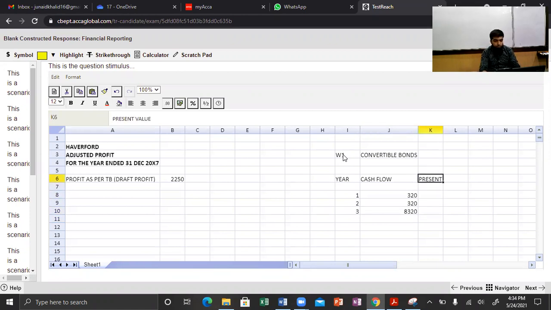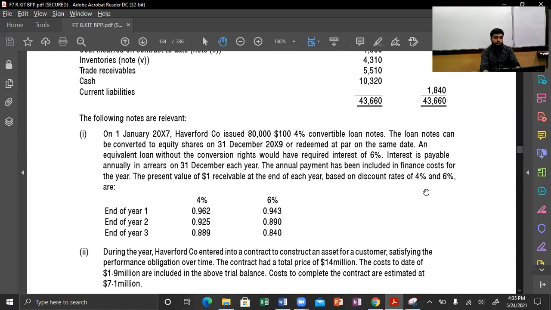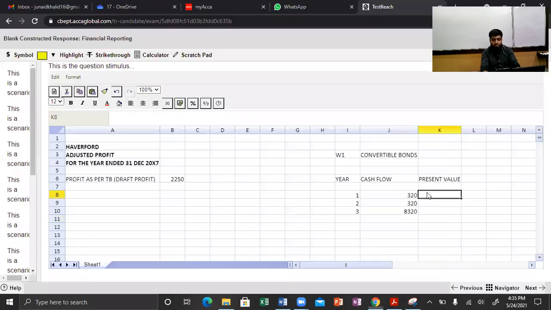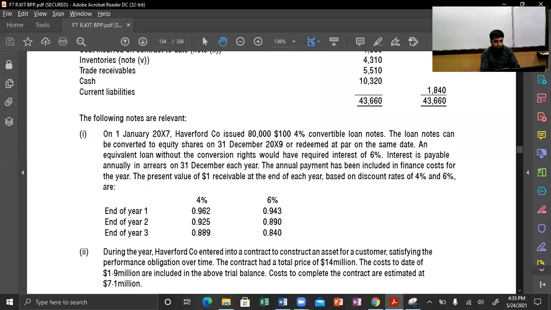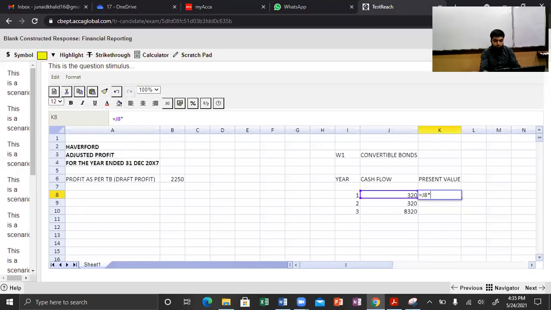Now let's find out the present value. Because these are the future cash flows, we need to calculate the present value. And the discount factor that we are going to use is 6%, that is the market rate. So the amount is 320 multiplied by the discount factor for year one, 0.943. So the present value is 301.76.